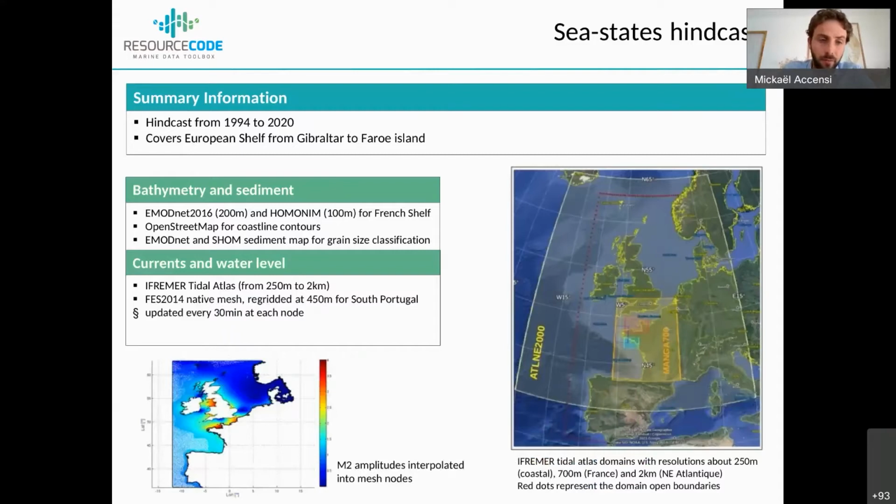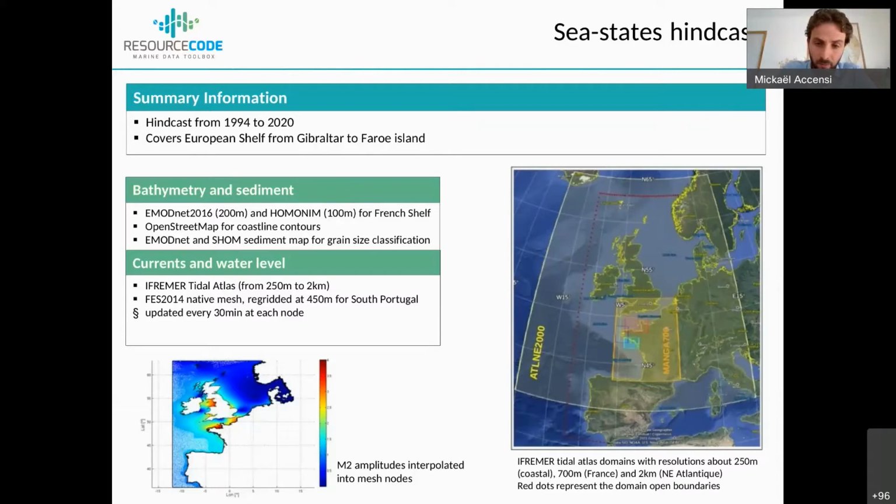And so then we have forced the model with current and water level. And because there is, at the present time, no database for current and water level at high resolution covering the whole area of the Resource Code project, we had to use tidal atlases. So here we have used the Ifremer and FES 2014 atlases. So on the image on the right, you can see the different tidal atlases from Ifremer with different spatial coverage and resolution. So here the resolution goes from 250 meters for the coastal area up to 2 kilometers for the larger one.